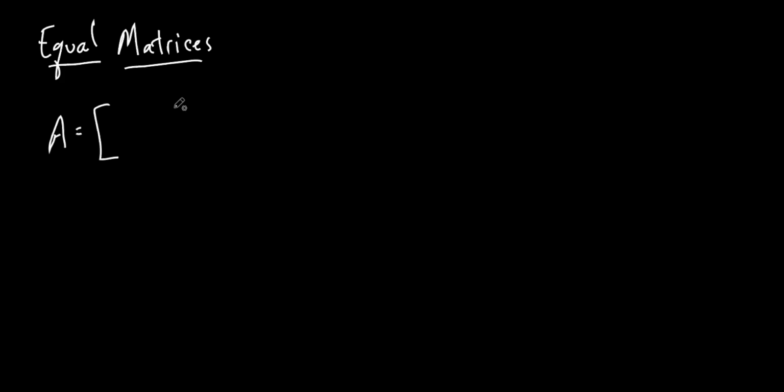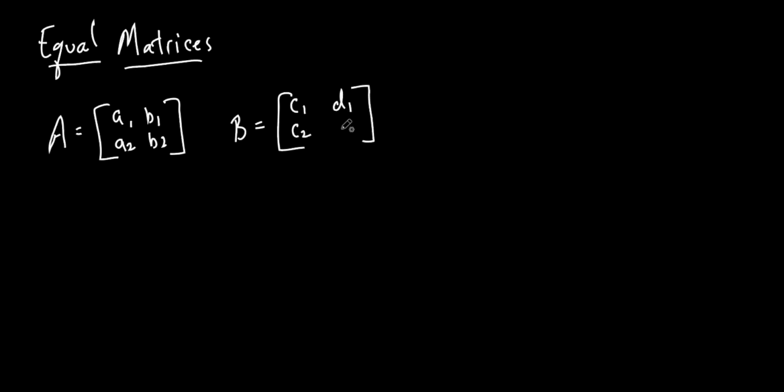By the way, I didn't name this earlier. If I have a matrix, we'll call this A1, A2, B1, B2. Again, we'll do a 2 by 2. And say B is also, we'll go C1, C2, D1, D2, just to represent different numbers. It doesn't matter. So these numbers inside, the elements, don't have to be the same. It's the size of the matrix. If it's exactly the same dimensions, then they're equal matrices.